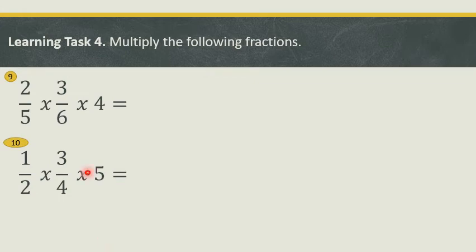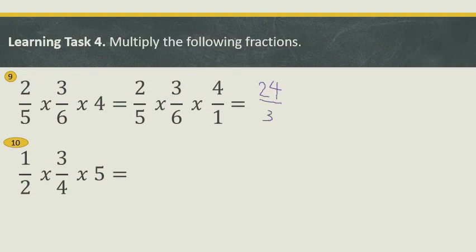Okay, so same procedure. Ang 4 gagawin natin fraction. Then, multiply natin. 2 times 3 times 4 is 24. 5 times 6 is 30. So, ang common factor nila is 6. So, 24 divided by 6 is 4. 30 divided by 6 is 5.